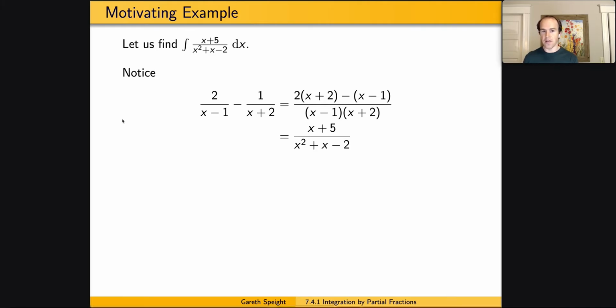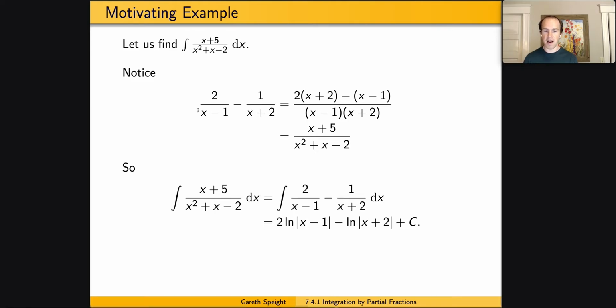So it's not obvious at all that we had to start with 2 over x minus 1 minus 1 over x plus 2. I don't claim that's obvious, but we'll see later how to do this. So for now, just take it for granted that we managed to find this decomposition. So this is going to be our partial fractions decomposition, whatever that is. And then this becomes way easier to integrate.